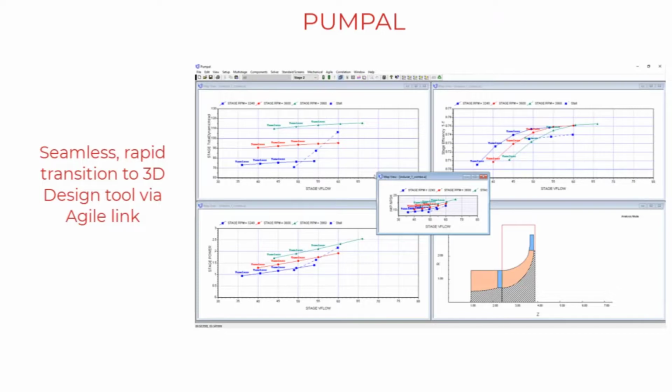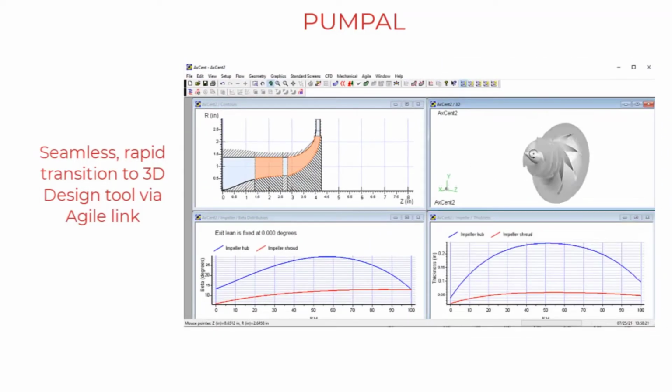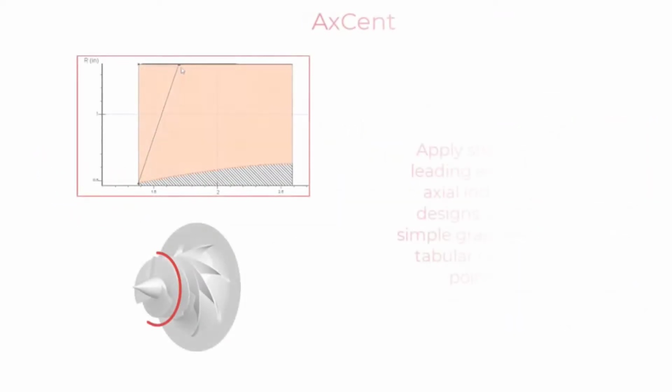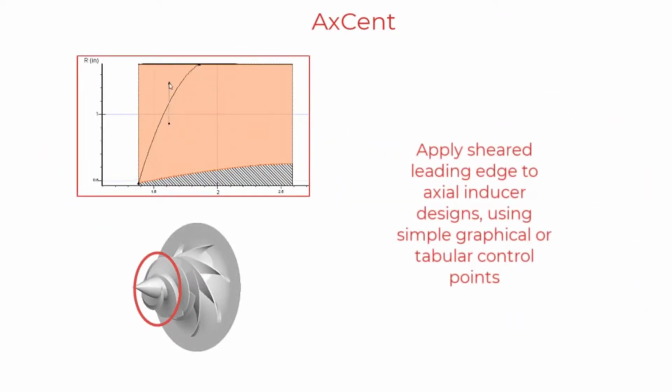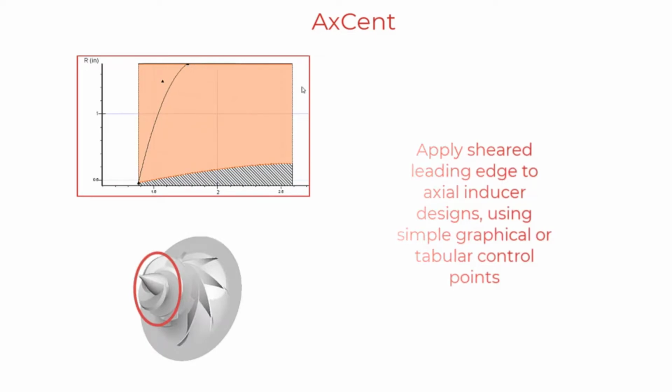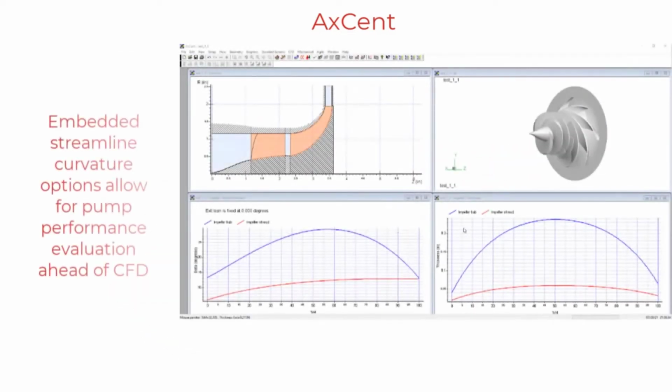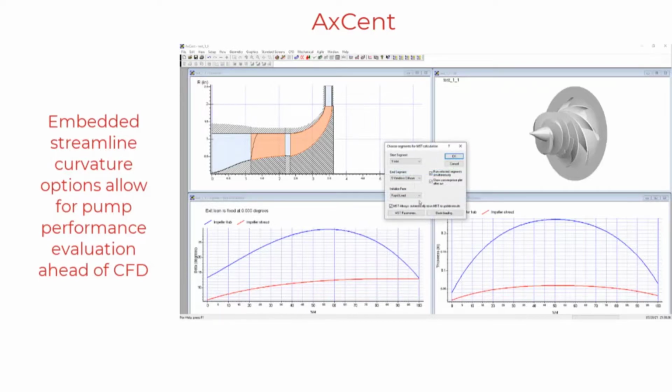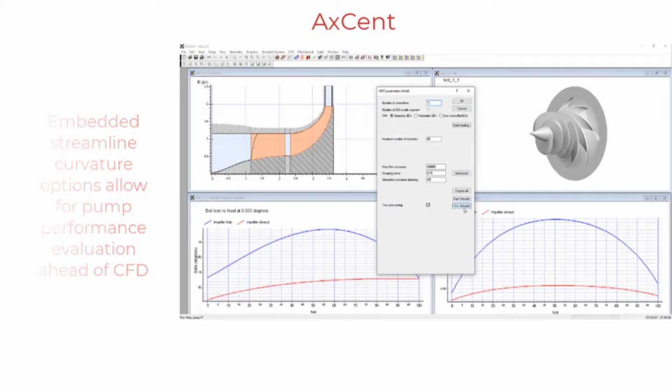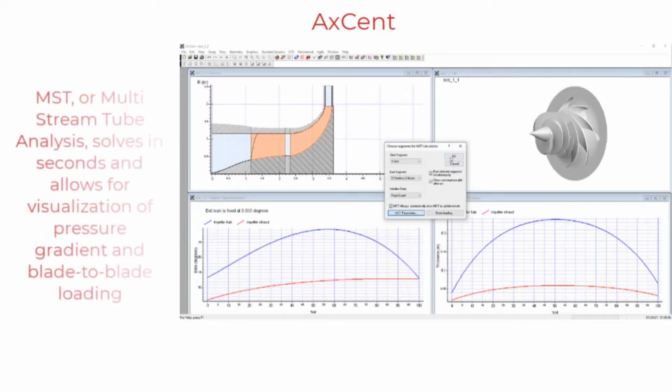Once we have our full maps in 1D, we can move ourselves into the 3D design world and leverage some further design tools, such as including a sheared leading edge on an inducer, as well as using our embedded streamline curvature tool, MST, to have live feedback as we make our design changes.